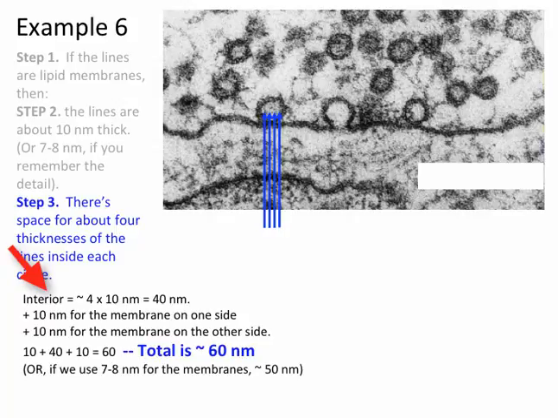The interior of this circle is 4 times 10 nanometers, about 40 nanometers. For the diameter of the circle, you have to add 10 nanometers for the membrane on one side, say the left, and 10 nanometers from the membrane on the other side, say the right. 10 plus 40 plus 10 equals 60. The total is about 60 nanometers. Or, if we used 7 to 8 nanometers for the membranes, the total would be about 50 nanometers.